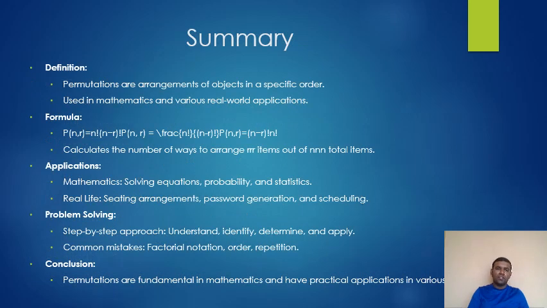Now, before we finish this, let us look at the summary. Permutations are arrangements of objects in a specific order. This is used in mathematics and various real-world applications. Then the formulas are there. What are the applications in mathematics? Solving equations, probabilities, and statistics. In real life: seating arrangements, password generation, and scheduling. This is also used for problem solving.